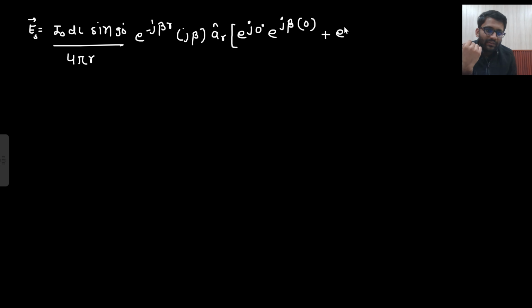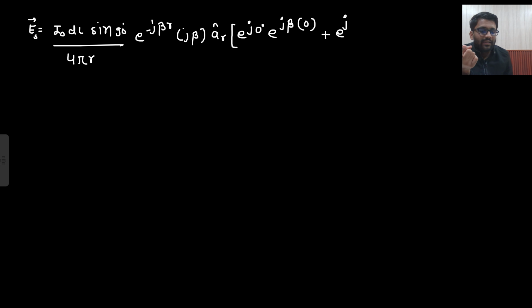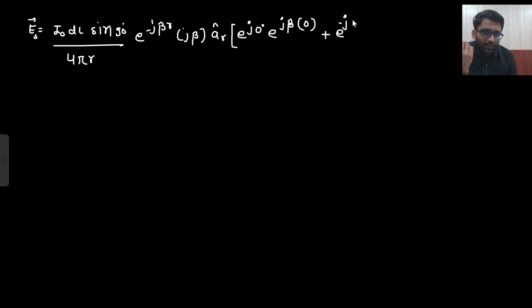plus e to the power j. Now this antenna is leading this current by minus pi by 2. Sorry, it is lagging by pi by 2, or you can say leading by minus pi by 2. So e to the power minus j pi by 2 into e to the power j beta.